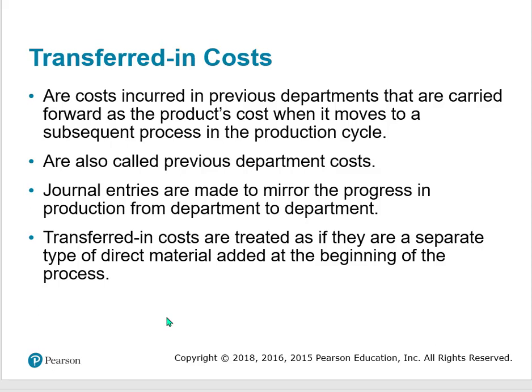Journal entries are made that mirror the progress from one department to the next. Okay, so just picture yourself having a partially complete product come in to your department, and then you've got to add perhaps more material and conversion to it. Transferred in costs are treated like a separate type of direct material, and they're added at the beginning of the process, because you can't do anything until you have that base in. So let's look at an example of a company with both beginning and ending work in process, as well as transferred in costs using the weighted average method.